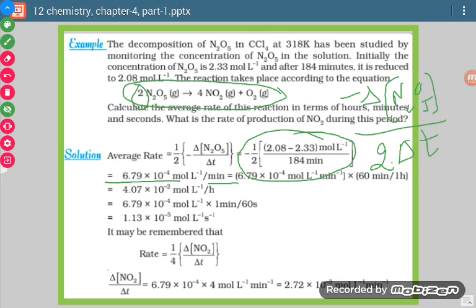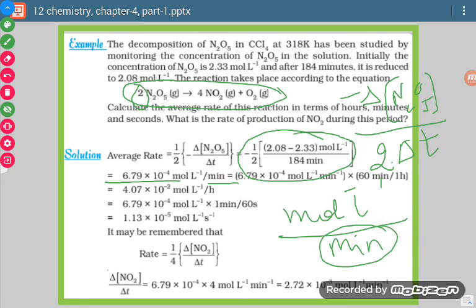Now we have to calculate in hours also, and in seconds also. So 1 minute is equal to 60 seconds. So when we put the value of minute, see, this is mole per liter divided by minute. So in place of minute, what will I write? 60 seconds. Then I have to divide the answer by 60, and now my answer will be in mole per liter per second. Okay.